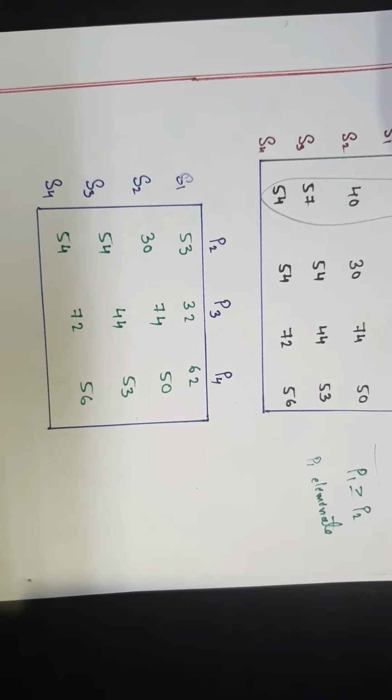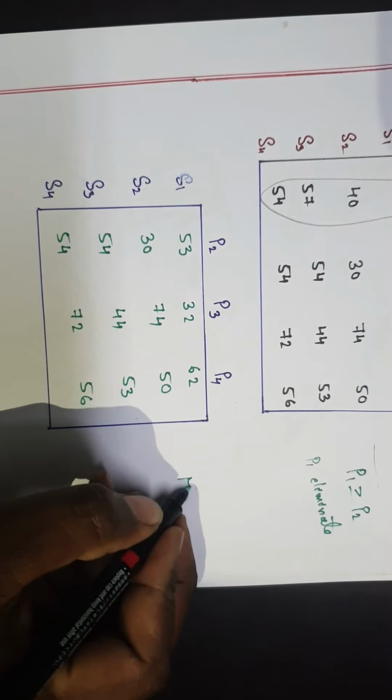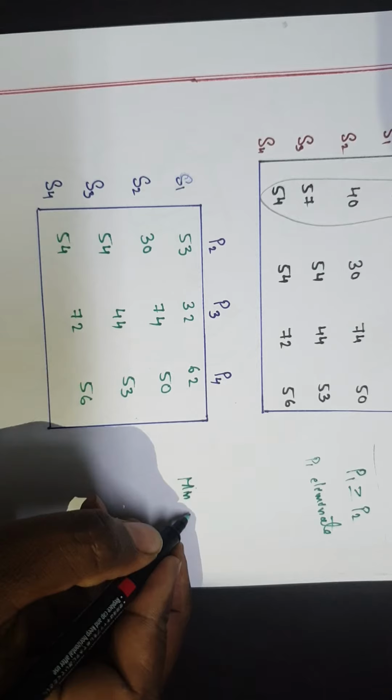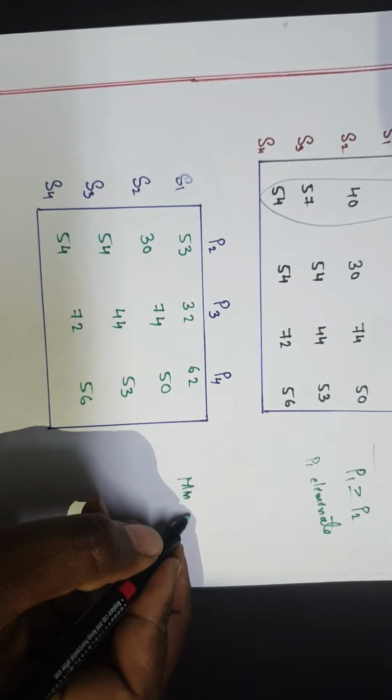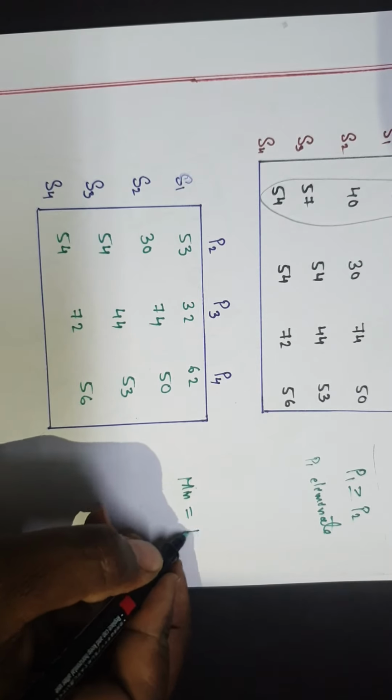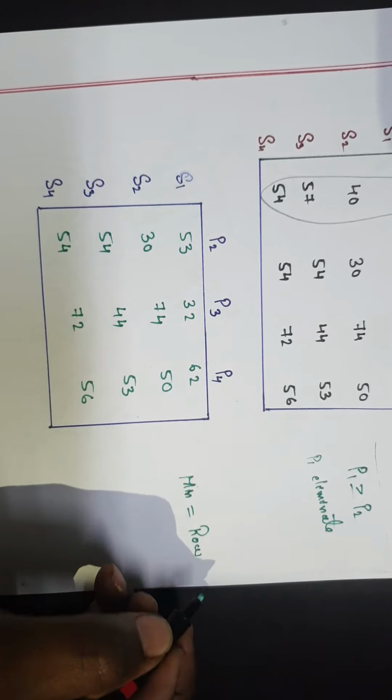Now you have to select the minimum row. If you compare any two, it should be minimum. The row should be minimum or equal. Whenever you are selecting the column, the column should be maximum. Whenever you are selecting a row, the row should be minimum. So I will write here: minimum or equal row.